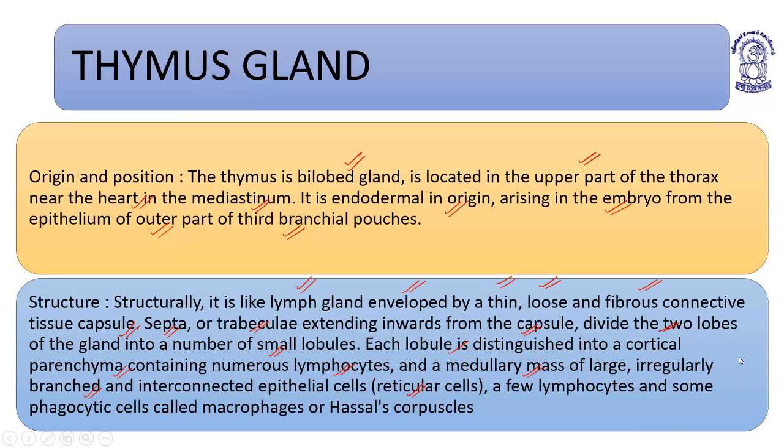Each lobule is distinguished into a cortical parenchymal part, outer, which has numerous lymphocytes, and a medullary, inner part made up of large, irregularly branched cells, interconnected by epithelial cells, also known as reticular cells. A few lymphocytes and some phagocytic cells called macrophages or Hassall's corpuscles are also found here.